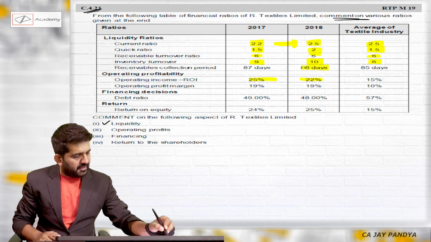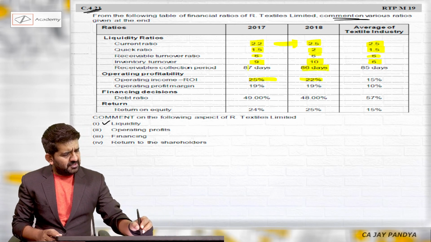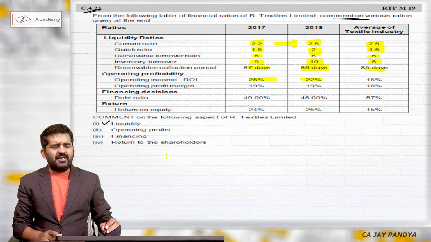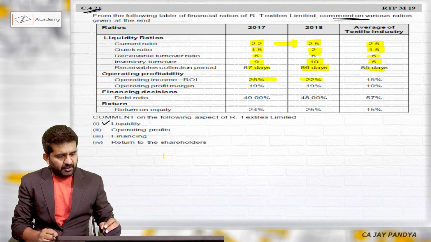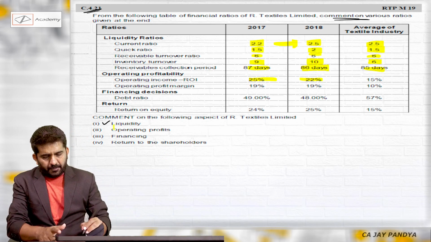Receivable collection period is 86 days. So which is near about average industry standard, and it has somewhat decreased as compared to previous year. Let us go to operating profits.